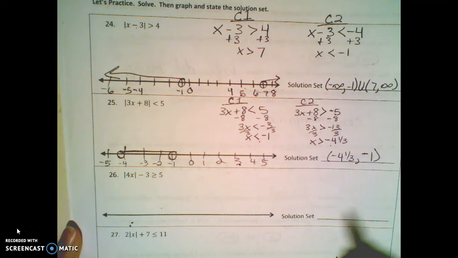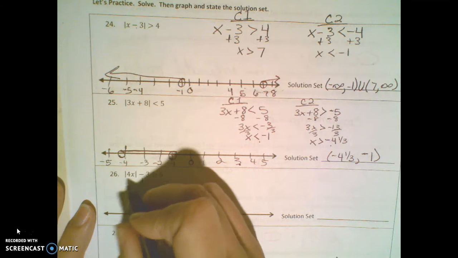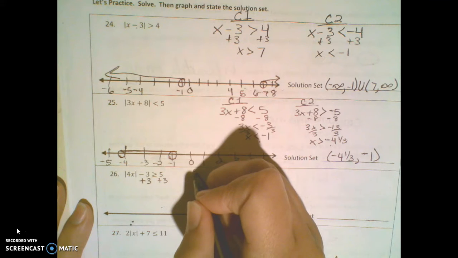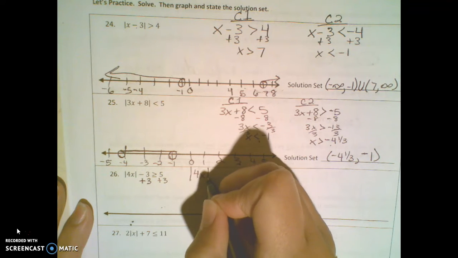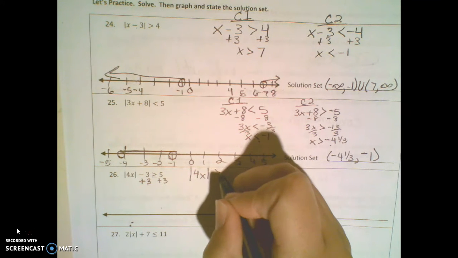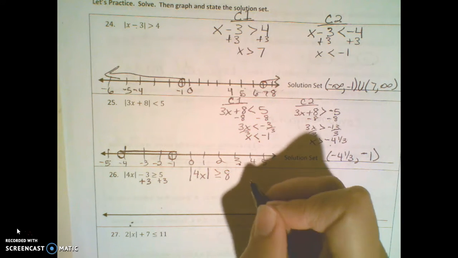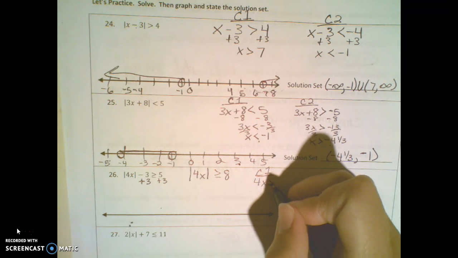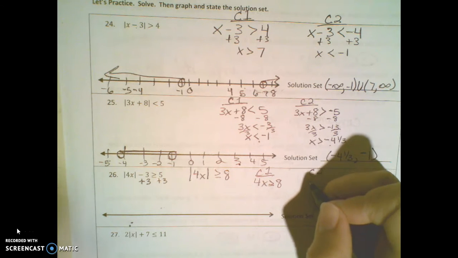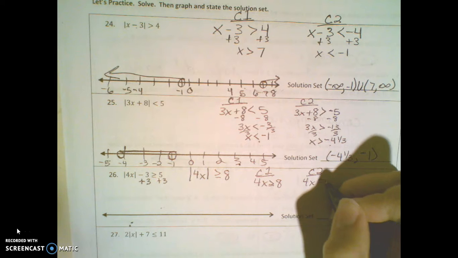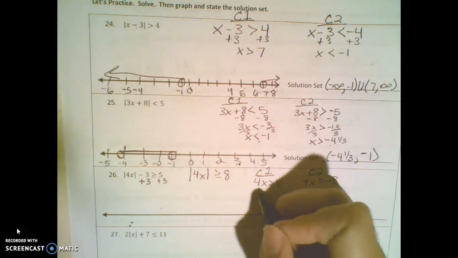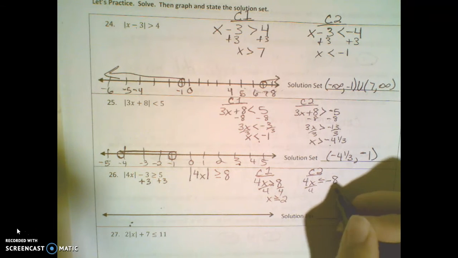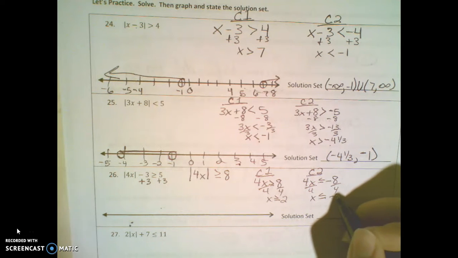Okay, let's see. So this one we have to isolate our absolute value. So we're going to do plus 3 on both sides. And so now we have 4x is greater than or equal to 8. And so then our case 1 is 4x is greater than or equal to 8. Case 2, 4x is less than or equal to negative 8. Divide by 4, x is greater than or equal to 2. Divide by 4, x is less than or equal to negative 2.